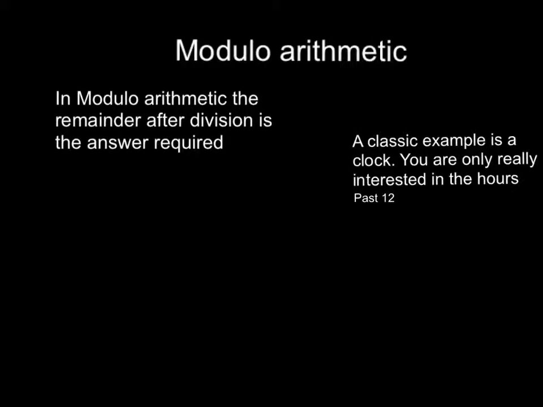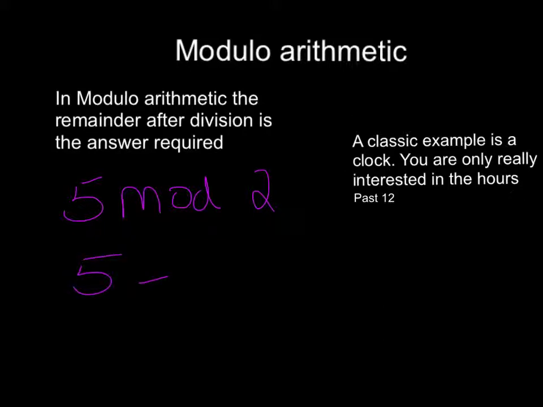Modulo arithmetic is all about the remainder you get after you do the division. For example, let's take 5 mod 2. What we're looking at here is really 5 divided by 2, which you should all know gives you 2 with a remainder of 1.